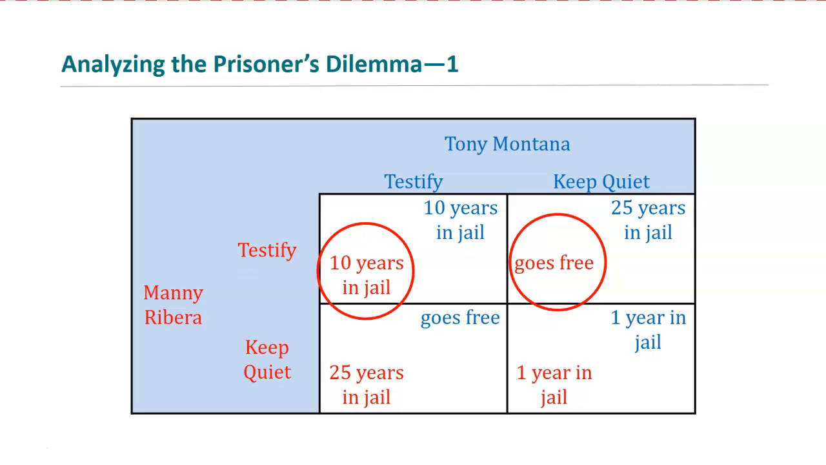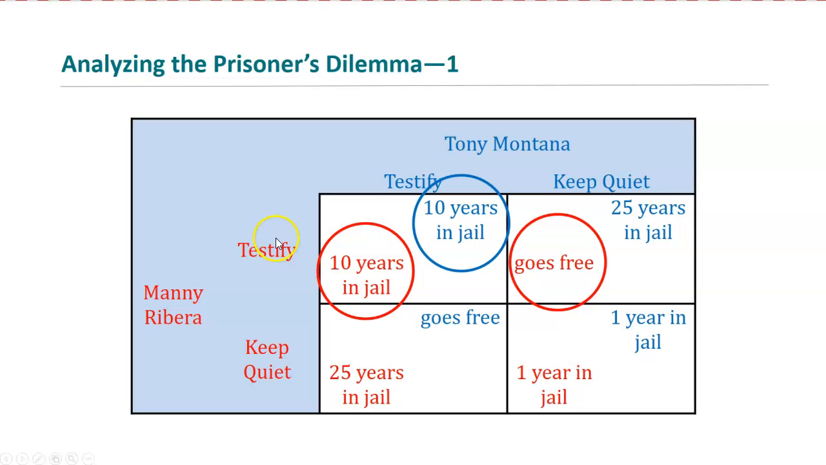Tony, on the other hand, has a very similar story, right? So we've analyzed this as though we're Manny. Now let's go see what we would do if we're Tony. So if I'm Tony, I'm in the same situation. I don't know what Manny's going to do, but I know what his options are. And so I can ask myself, what if? What if Manny testifies? If Manny testifies, we're in this row, and my options as Tony are either 10 years in jail or 25 years in jail. And of course, 10 is better than 25.